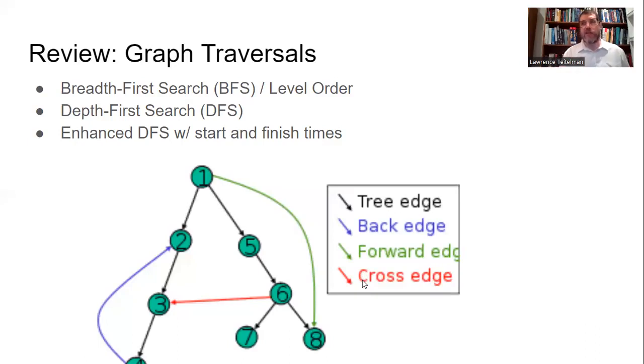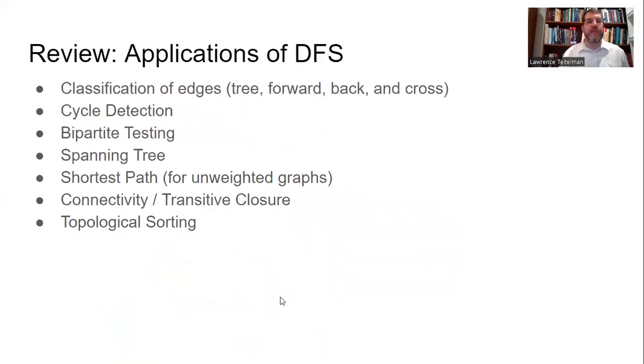It's saying it's not an ancestor-descendant relationship, and it's not a descendant-ancestor relationship. It's something else. Okay, so this is the example. You can go back to the slides from last time.